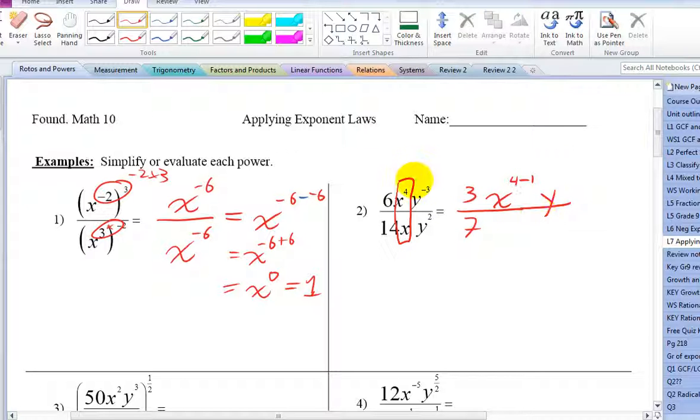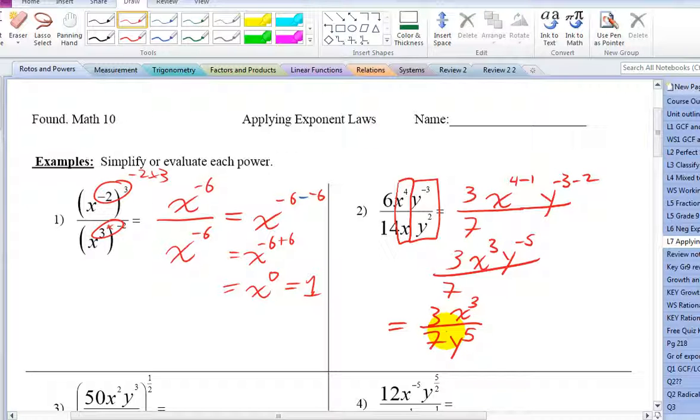And on the y, when we do our division, what do we get? -3 minus 2. So up top we have x^3, y^-5. But we're not allowed to have negative exponents in our final answers. So what do we get? x cubed's okay, but y^-5 needs to go in the basement. Okay? So we get 3x^3 over 7y^5.